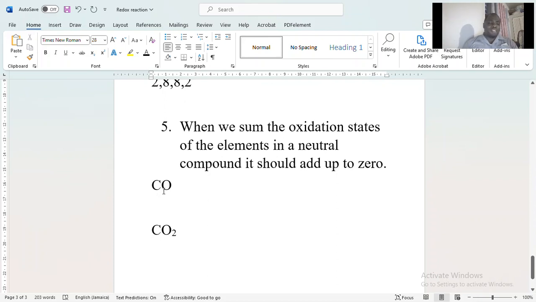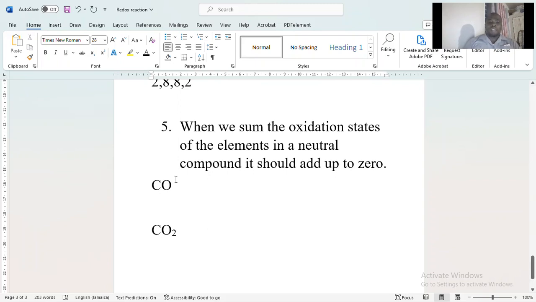Those three elements in particular, you have to be careful because they can change their oxidation state depending on the compound that they're in. So in carbon monoxide, we're going to use this concept. We're using this rule. So it says that if I am looking at a neutral compound, what is a neutral compound? It's a compound that you're not seeing any charge. You're not seeing a positive. You're not seeing a negative.